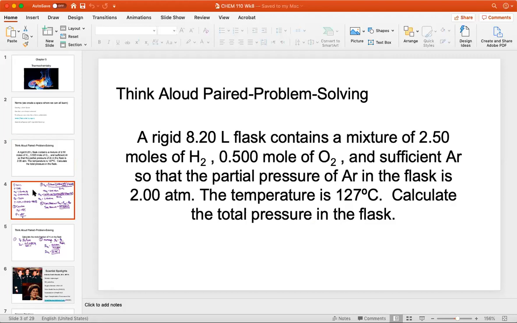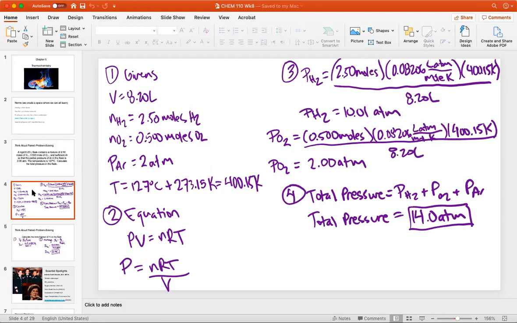If we think about our approach, one of the first things that we're always going to do, just because it's going to help us make sense of other information, is always to write out our givens. From this problem, we had several key pieces of information. One, for example, was our volume. Another one was the number of moles of hydrogen gas. Another was the number of moles of oxygen gas. And then we were given the partial pressure of argon and the temperature.